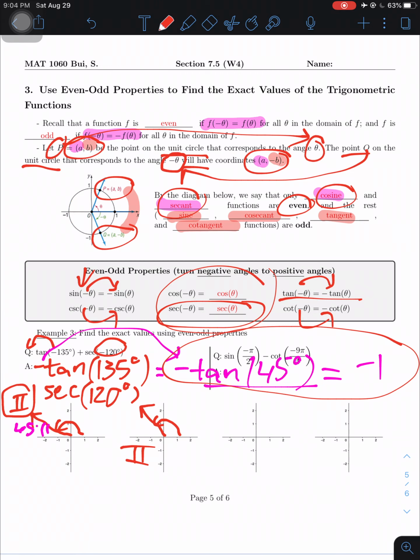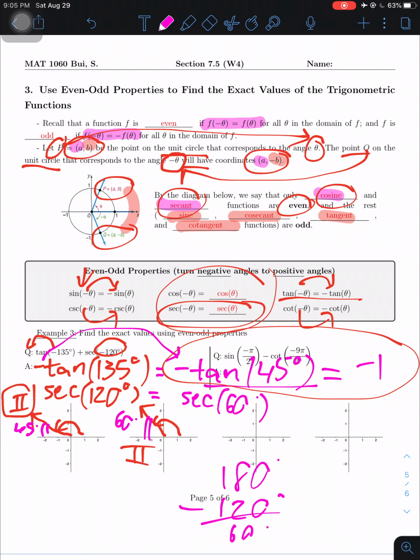Alright, so let's talk about the reference angle of this. The reference angle of 120, we're gonna do 180 minus 120, and that is 60, okay? So the reference angle in here, we have 60. So that means that secant in here equals secant of 60, okay? Earlier we don't have any negative, right? So when it's brought down over, it's not going to be negative.